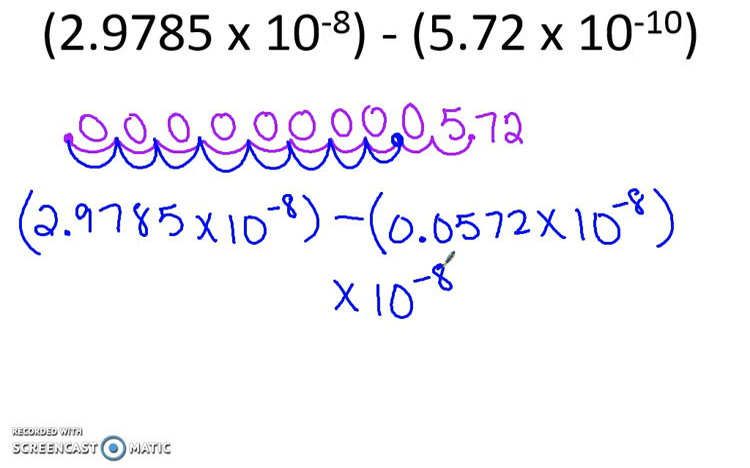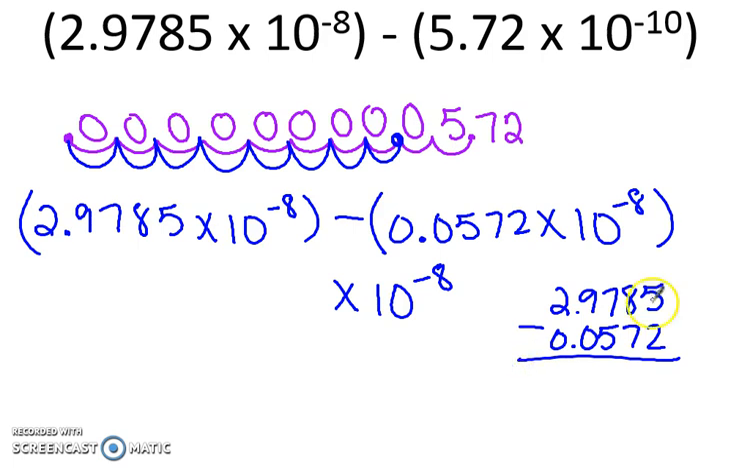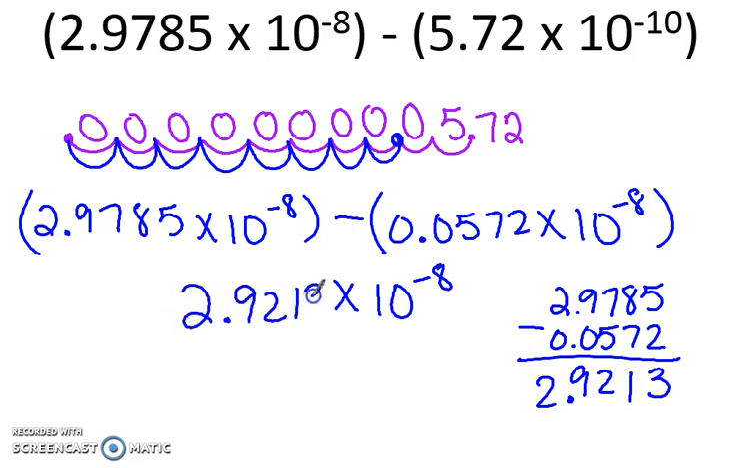We just got to subtract these two. So we get 2.9785 minus 0.0572. That equals 3129.2. So we have one number in front of the decimal. We're all good. And that's our answer.